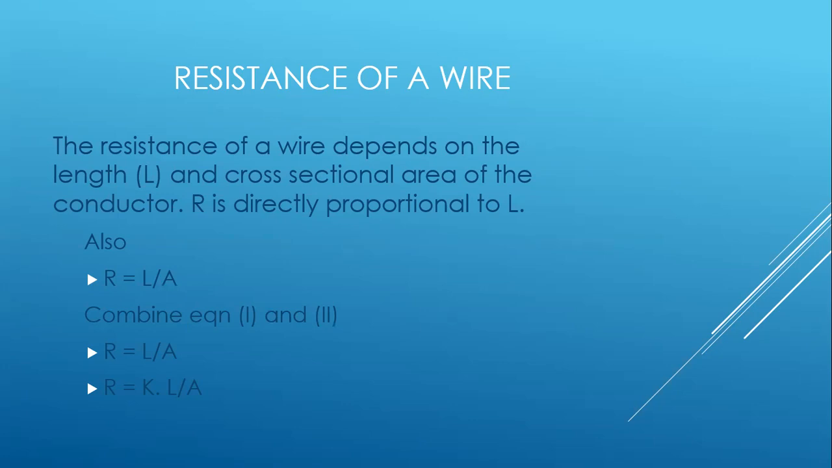Now from there, you see that R is directly proportional to L. Also from there, you can say that R equals L divided by A. That simply means the length of the wire divided by the cross-sectional area. If you combine these two, the first equation is R is directly proportional to L, the resistance of the wire is directly proportional to the length of the wire. The second one generated from there is R equals K multiplied by L over A. Simply, resistance is equal to a constant multiplied by the length of the wire, divided by the cross-sectional area.